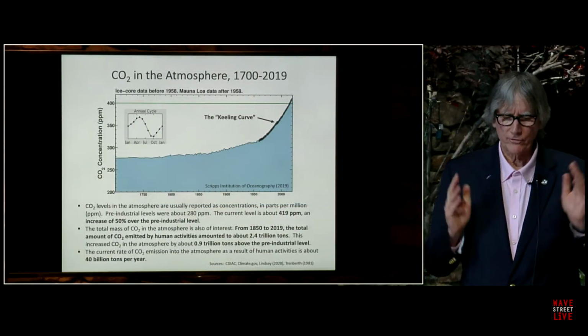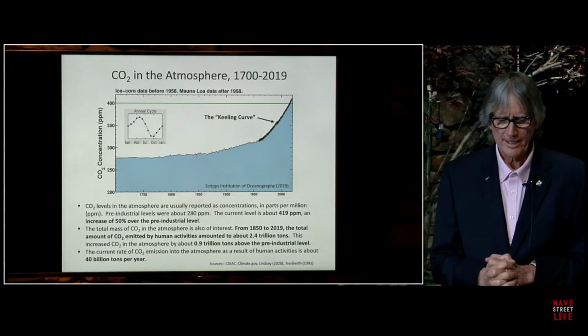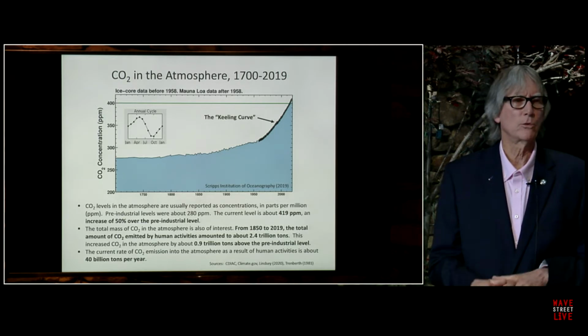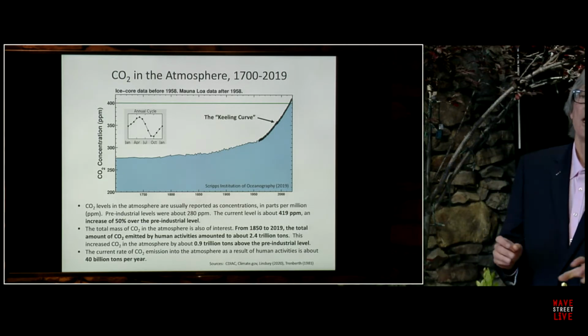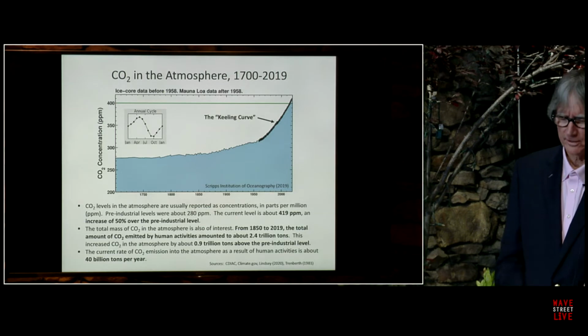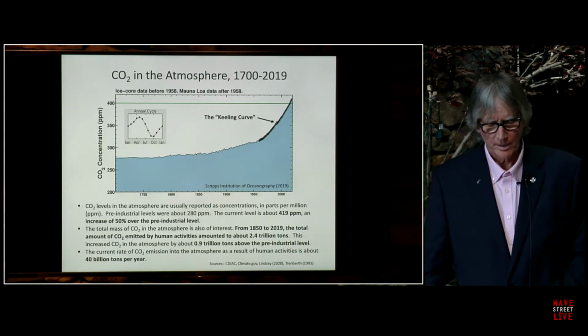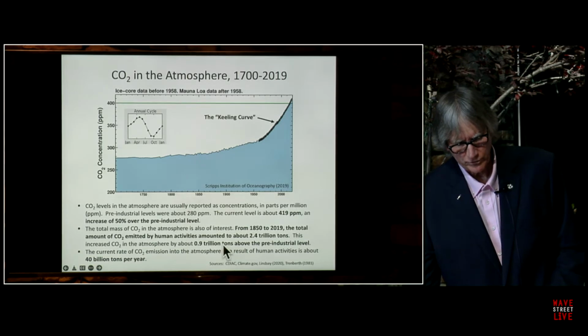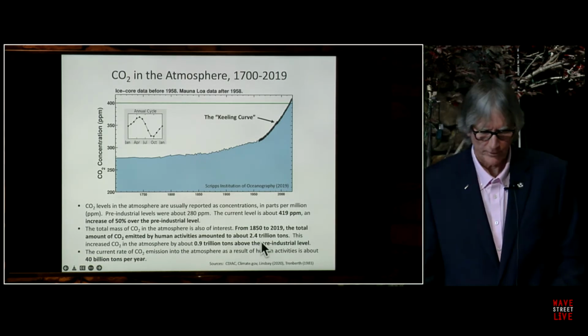The total mass of CO2 in the atmosphere is also of interest. From 1850 to 2019, the total amount of CO2 emitted by human activities amounted to about 2.4 trillion tons, not billion, 2.4 trillion tons of CO2, and about 0.9 trillion tons, almost a full trillion tons, is still there.